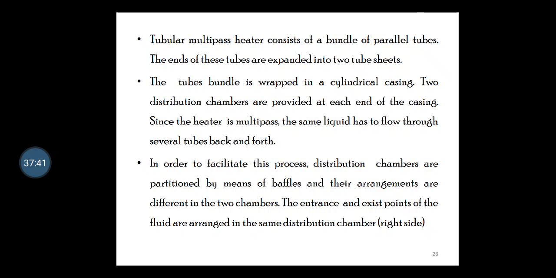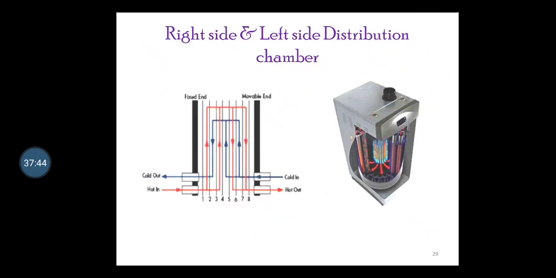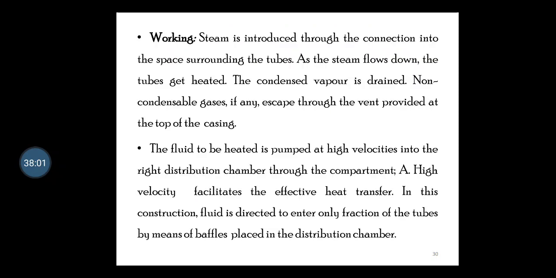On the right side, if you can see it in the diagram, you will observe the right side and the left side distribution chambers. So we will see this explanation in the working. Steam is introduced through the connection into the space surrounding the tubes. As the steam flows down, the tubes get heated and the condensate vapor is drained. Non-condensable gases, if any, escape through the vent provided at the top of the casing.